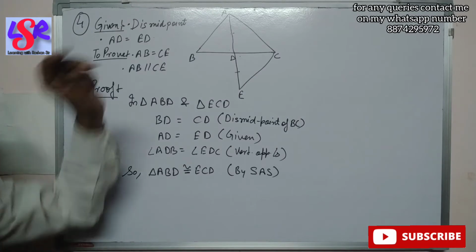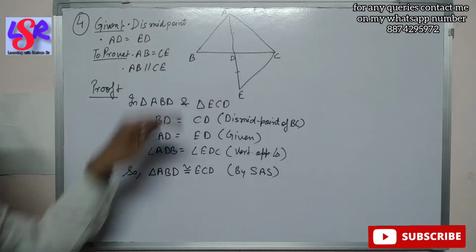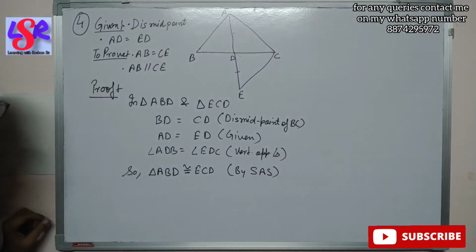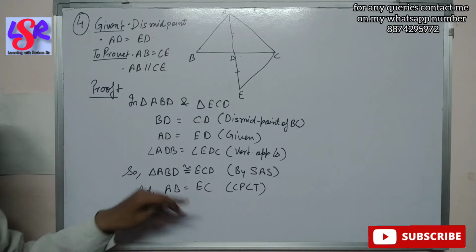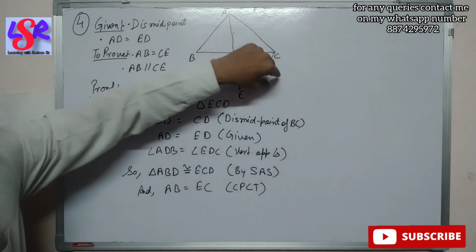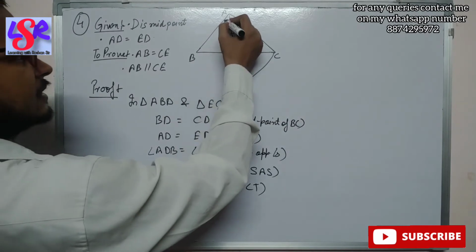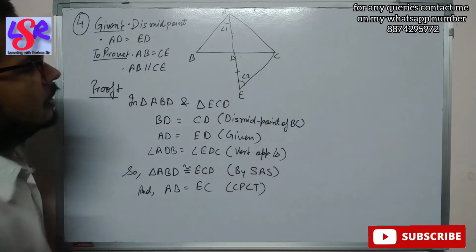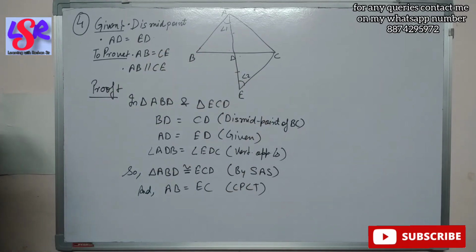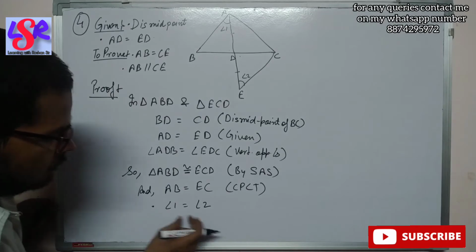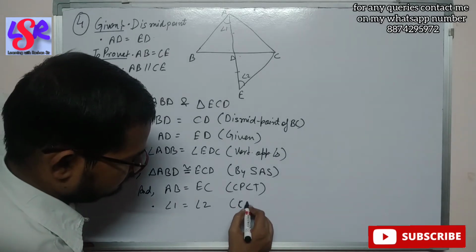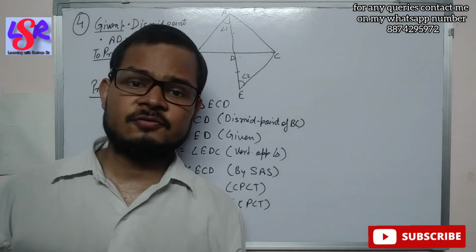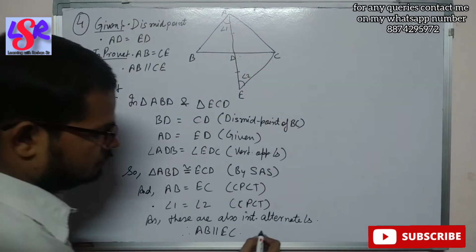After that we have to prove AB equals EC. So as we have proved these two triangles congruent, AB will be equal to EC as the corresponding parts of congruent triangles. Also we have to prove this side is parallel to this one. So very first of all, let's take this angle as angle 1 and this one as angle 2. Now these two angles will be equal by the corresponding parts of congruent triangles. So here angle 1 equals angle 2 by CPCT. As these two angles are also alternate interior angles, therefore this AB will be parallel to this one. Hence proved.